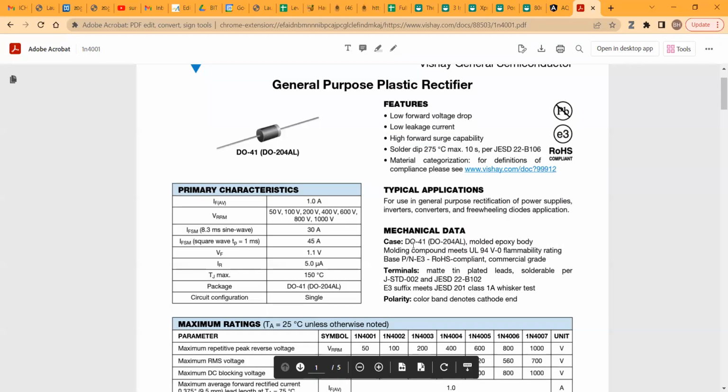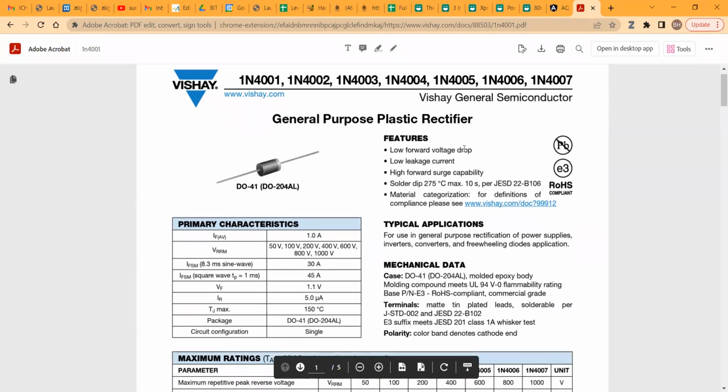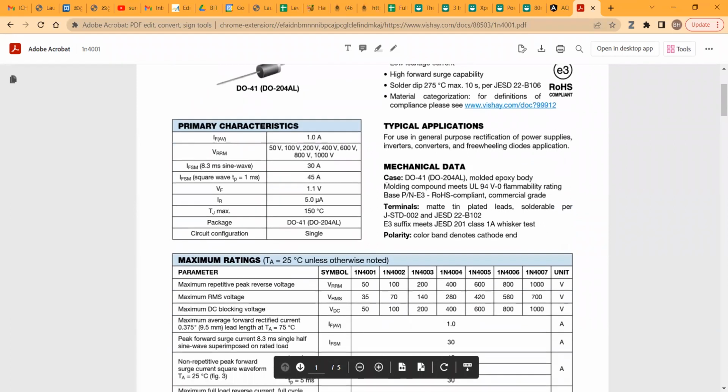You can see this one. This is the diode data sheet. It's common for 1N4001, 4002 up to 4007. You can see the low forward voltage drop, and you can see this table. What is this IF? IF means forward current. Forward current is maximum 1 ampere. Through this diode we can send a maximum of 1 ampere current.